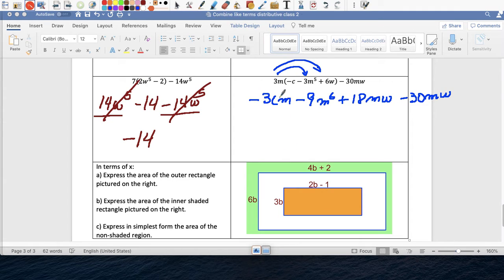Okay, so do I have any like terms here? Yeah, these two are the same type. So this just gets copied. This just gets copied. I should have written the 6 first. And then 18mw minus 30mw is just negative 12mw.